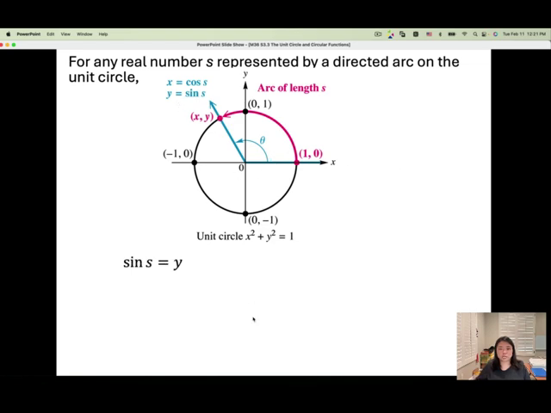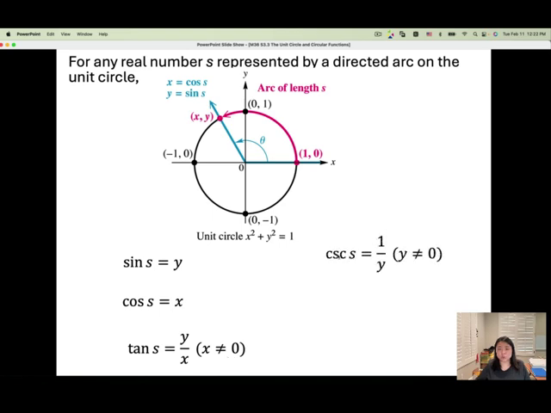y equals sine s. Cosine s is equal to x. How about the tangent? What is tangent s equal to? Tangent will be equal to sine over cosine, right? So that will be y over x, given that x cannot be equal to 0.